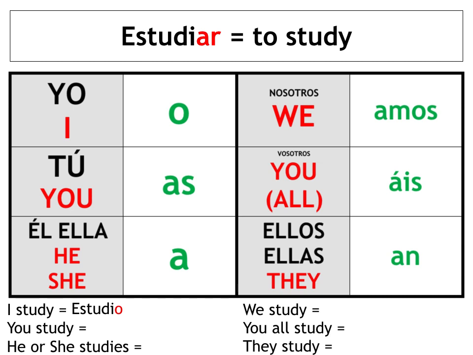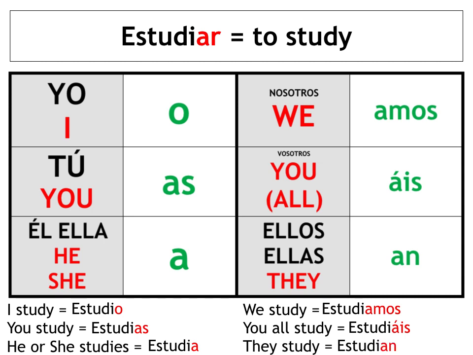Okay, right, let's whiz through the answers then. So we did the first one together. I study is estudio. You study is estudias. Muy bien. It's got that AS ending. He or she studies is estudia. We study is estudiamos. You all study is estudiáis. And they study is estudian. Muy bien, fenomenal. I hope you did do that properly, because it really is very, very effective and worthwhile doing these exercises. It will make a big difference to you when we come back to school in September.